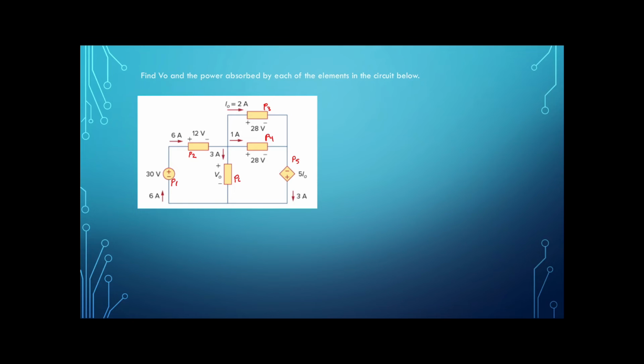So first we're going to start by trying to find the power on each of the elements. So for P1, it's equal to positive, and then the voltage, which is 30 volts, times the current entering the positive terminal. We have 6 amps entering the negative. Therefore, we can rewrite that as negative 6 amps. And that gives us negative 180 watts. So for P2, we have positive, and then the voltage, which is 12 volts, times the current entering the positive terminal. So we have 6 amps entering the positive terminal, and that gives us 72 watts.